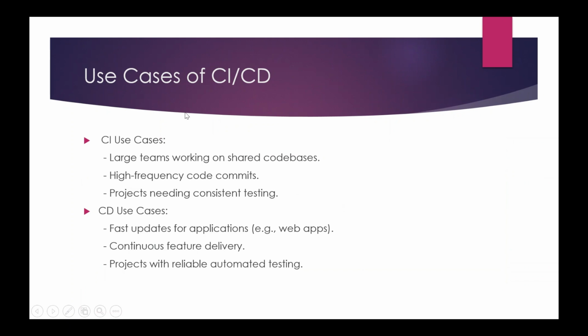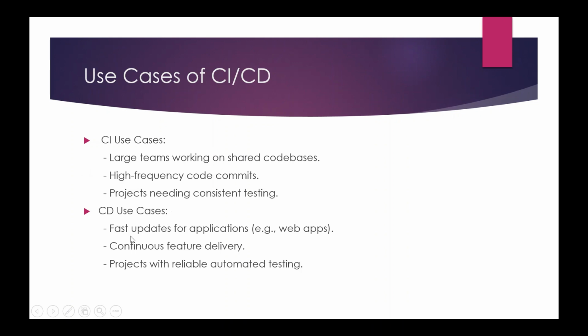These are some of the use cases of CI/CD. These are CI use cases: large teams working on shared code bases, like we discussed. High frequency code commits. If multiple code commits are happening inside your repository, you can use continuous integration. Projects needing consistent testing. Suppose multiple developers are working on a project, your project of course would need consistent testing, so you can go for continuous integration.